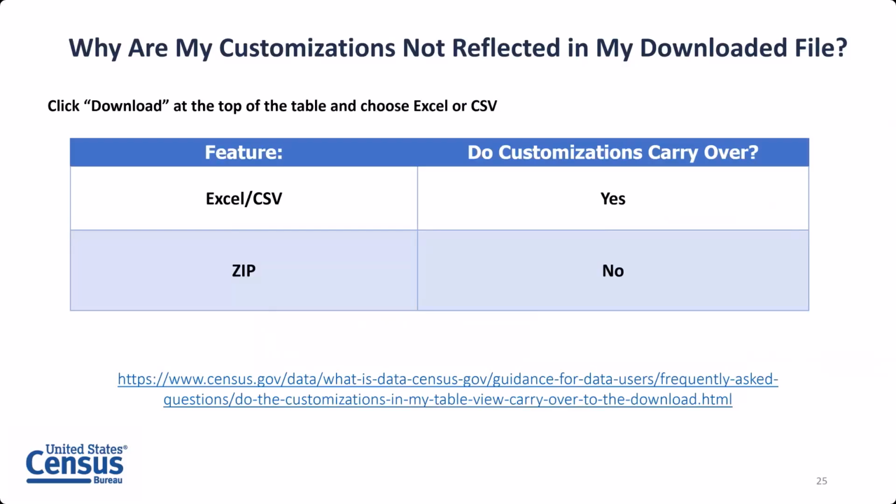Once you went through the process to download the output, we also get users that want to know if the output has reflected the edits they've made on screen. So for instance, if you turn on or off margins of error, hide columns of the table, those type of edits do carry over if you're outputting the data into Excel or CSV. And when you click zip, it is going to always give you the full zip file for that table, regardless of any customizations you've made on screen.